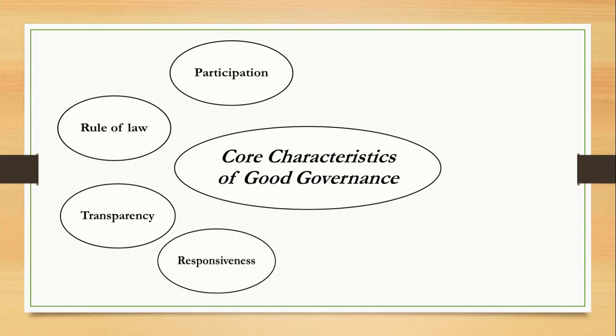Next is responsiveness. Responsiveness means institutions and processes try to serve all stakeholders. The fifth one is consensus oriented. Good governance mediates differing interests to reach a broad consensus on what is in the best interest of the group and, where possible, on policies and procedures.